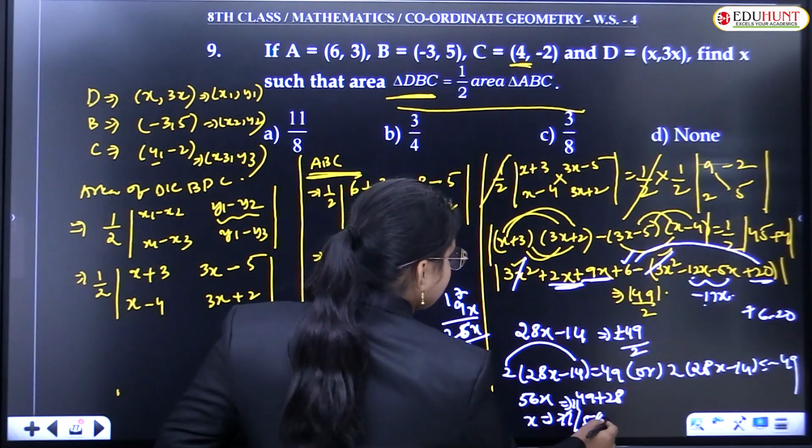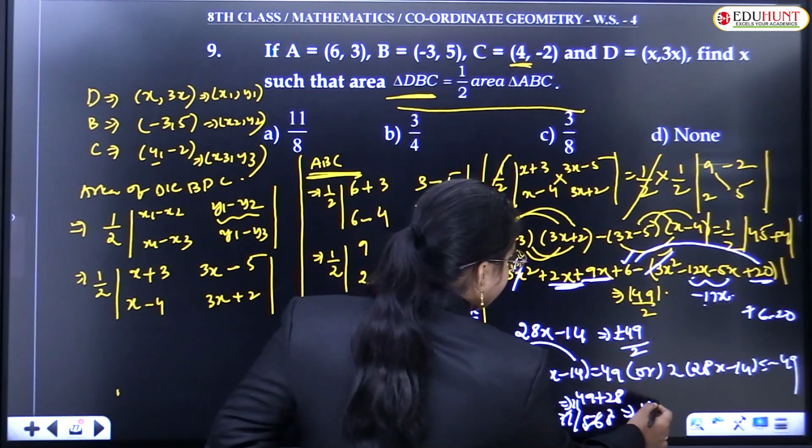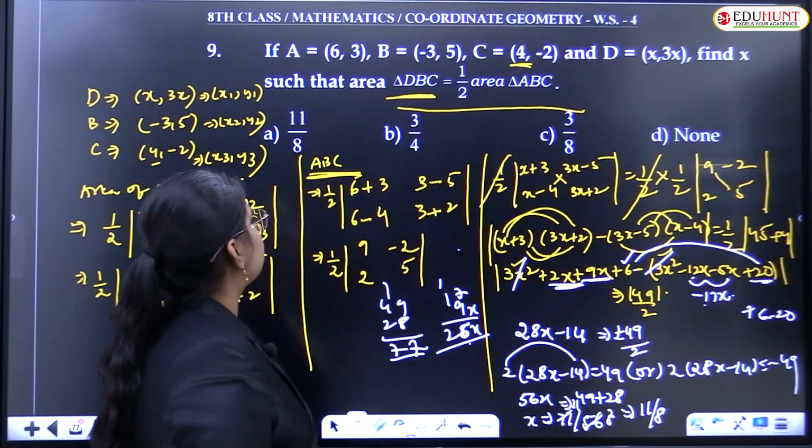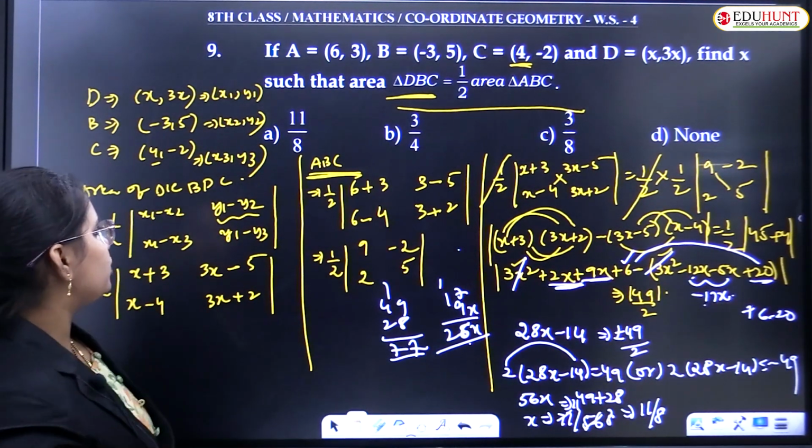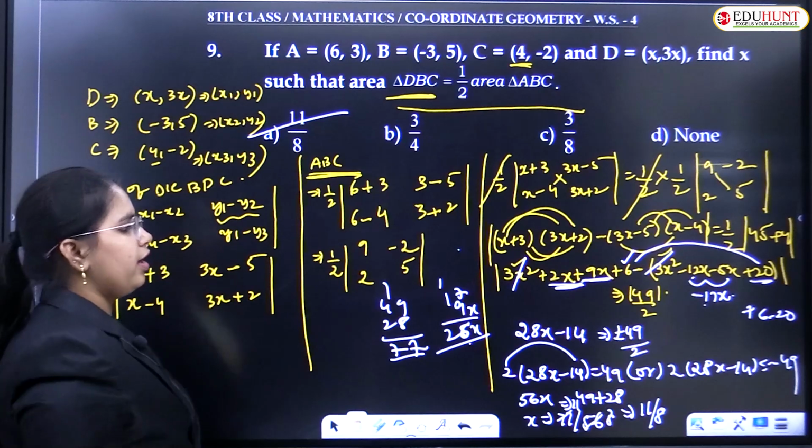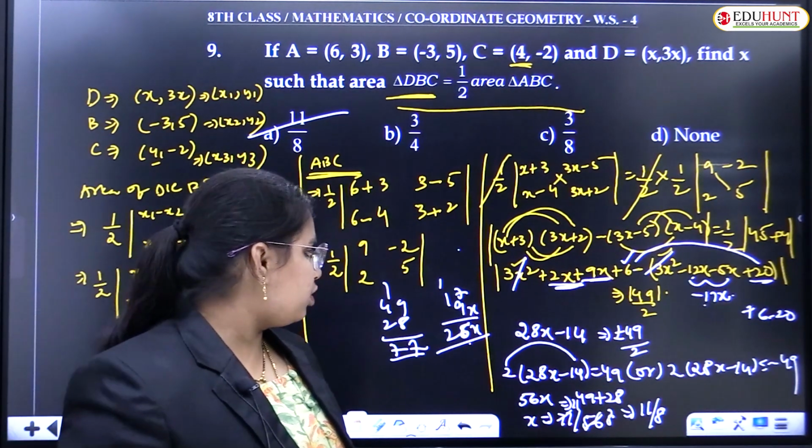7 11s are 77, 7 8s are 56. So what is the answer? It is 11 divided by 8, which is clearly visible in option A.